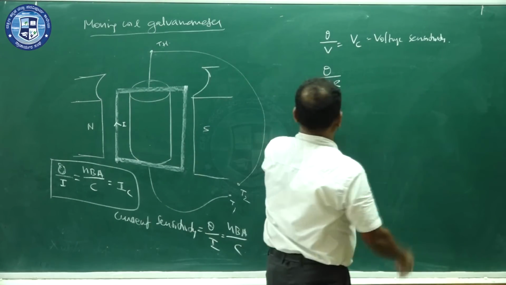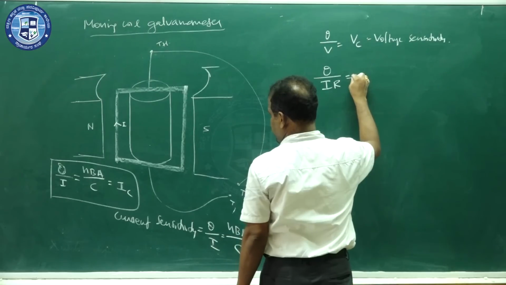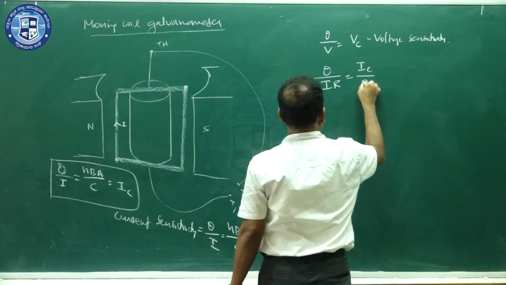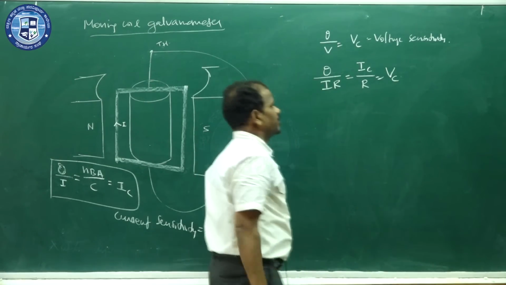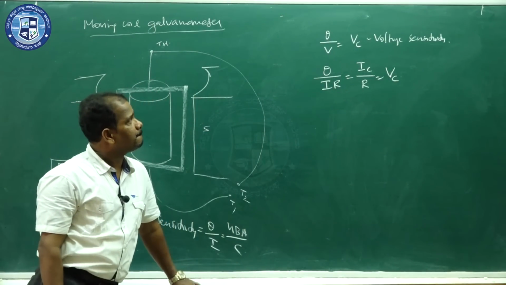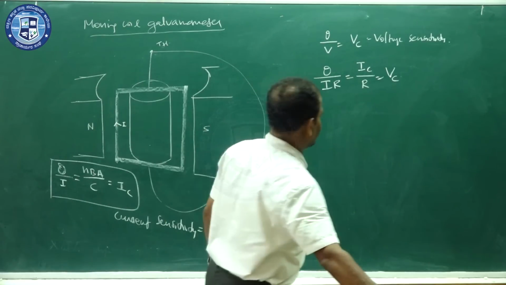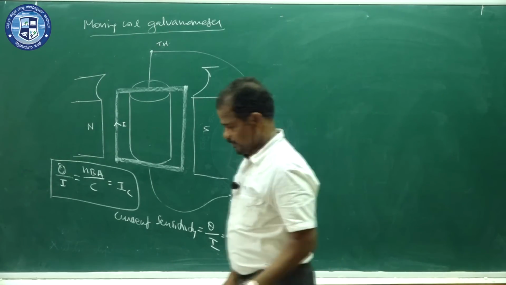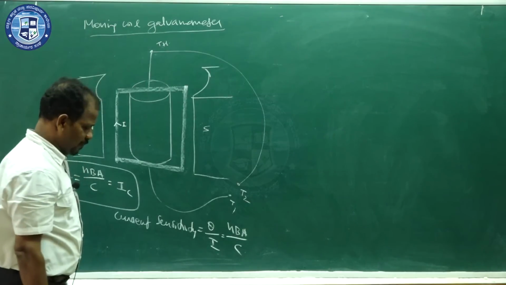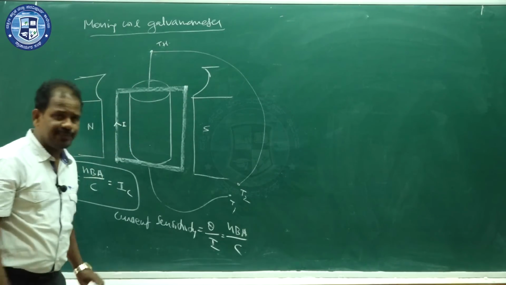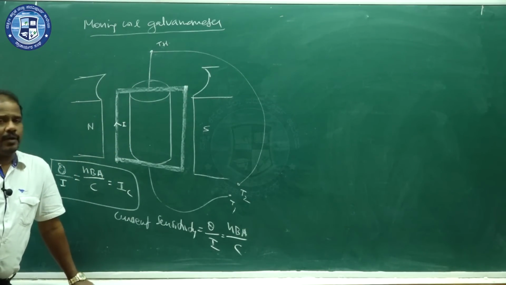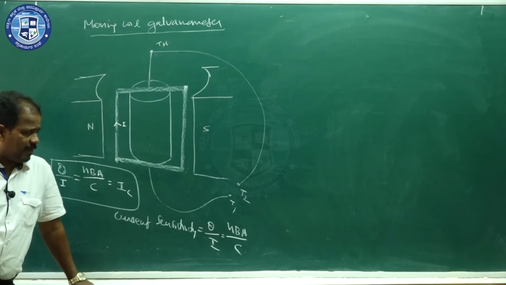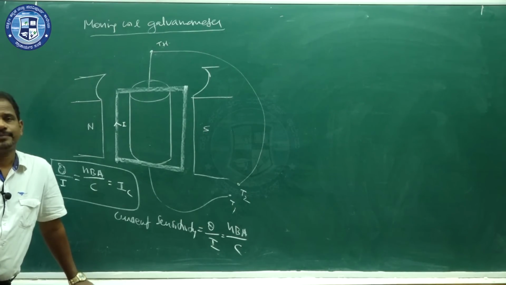What is theta by I? Theta by I is called the current sensitivity, IC. So IC by R is called VC, the voltage sensitivity. Is it right? Therefore, deflection produced per voltage is called voltage sensitivity. Deflection produced per current is called current sensitivity. Current sensitivity is given by the formula NBA by C. It is theta by I. Perfect.